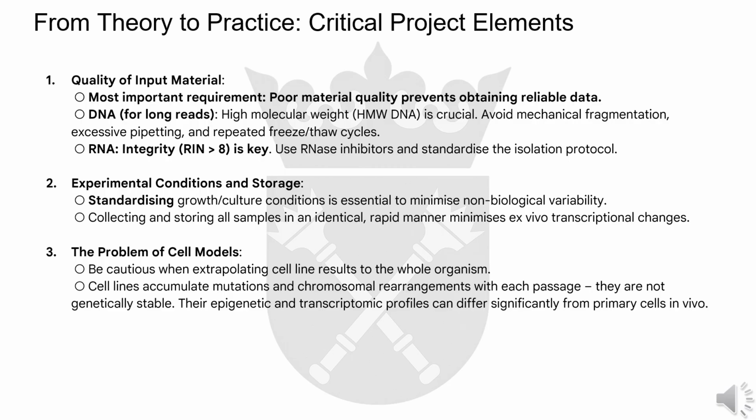For RNA, integrity is the most important. The RIN parameter should be above 8. This gives us confidence that RNA has not degraded. Here too, fast handling, the use of RNase inhibitors, and sticking to the standard protocol are important. It's worth remembering that not only the material itself, but also the way samples are collected and stored can decide the experiment's success. Especially for RNA, a delay of just a few minutes can drastically change the expression profile.